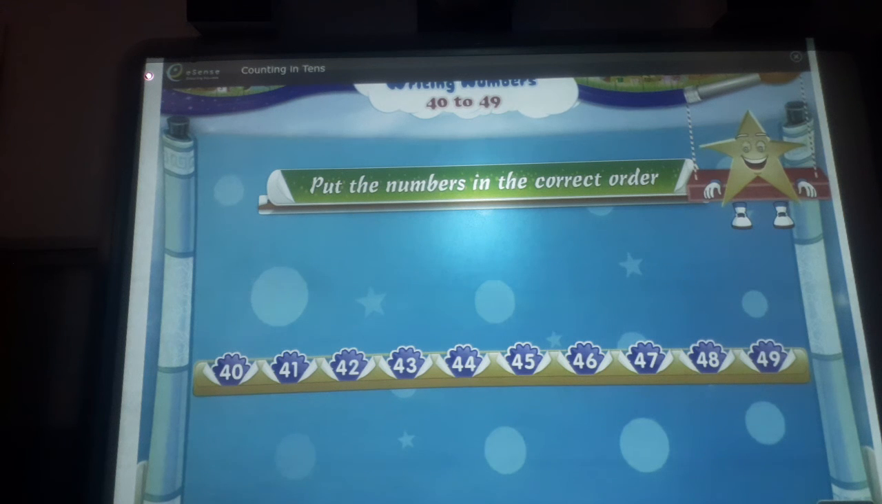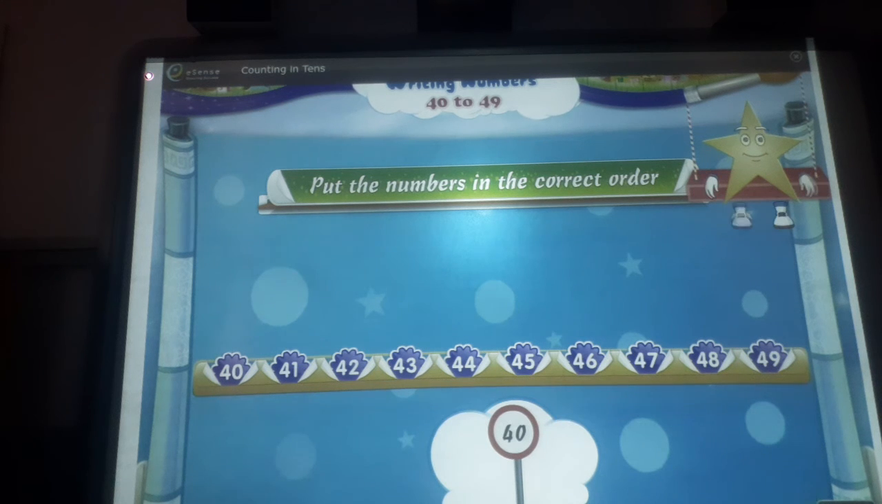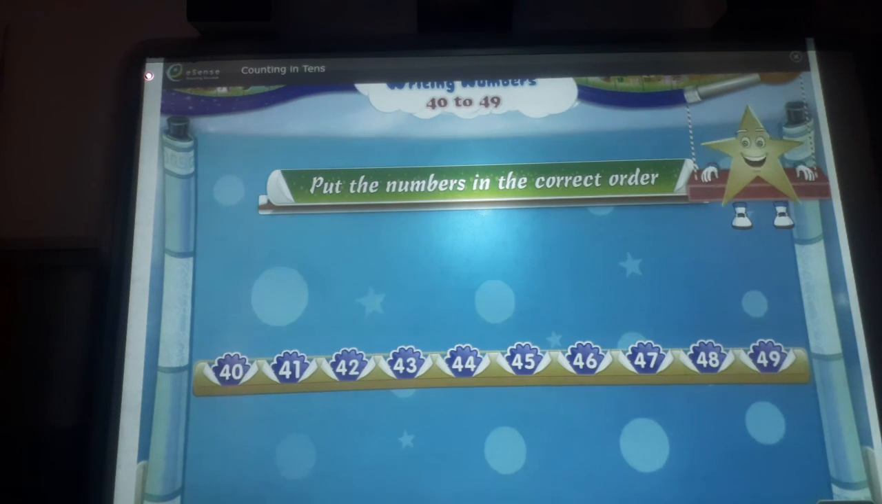Excellent, Study. The next time you see a sign with the number 4 and 0, remember it stands for the number 40. And what follows it is 41, 42, 43, 44, 45, 46, 47, 48, and 49.